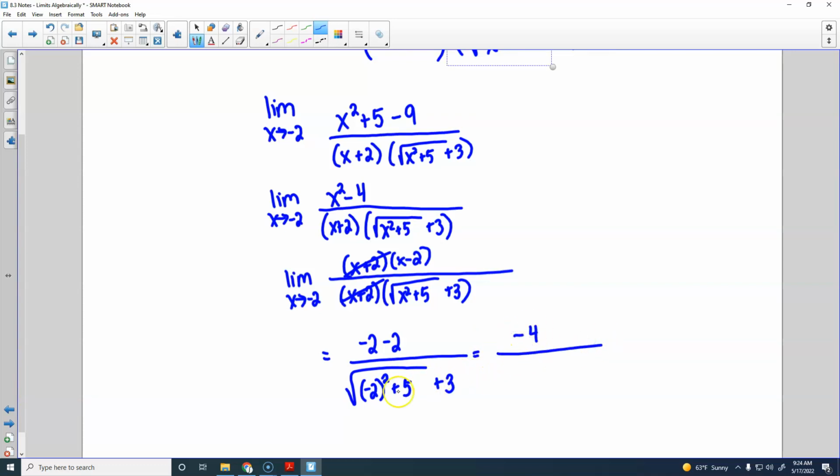Negative 4 on top. This is going to be 4 plus 5, so square root of 9 plus 3. Square root of 9 is 3, so we get negative 4 over 6, which reduces to negative 2 thirds. So that one was a little trickier because you had to rationalize, but then once you rationalize, you also had to factor and cancel. So I kind of put those two strategies together for that problem.